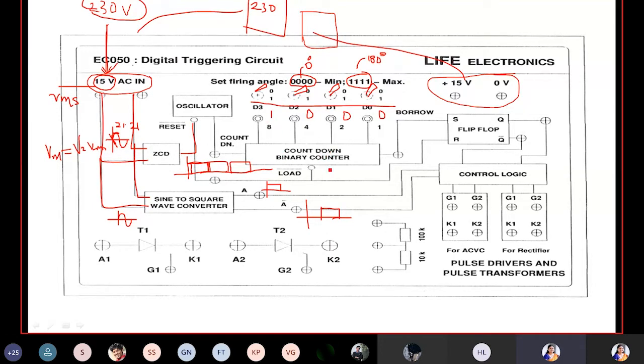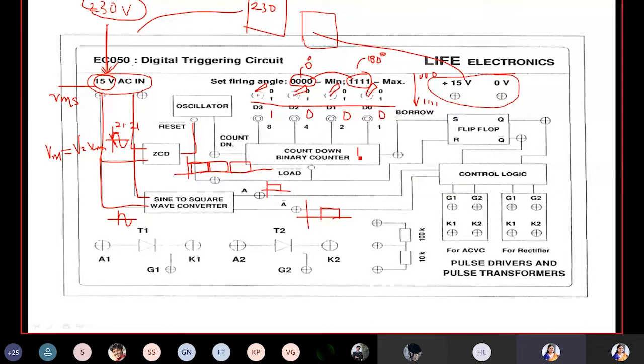Now, here we have a binary counter. It is a 16-bit counter, and that's the reason why we have 0000 to 1111. If you count, you will have 16 numbers: 0000, 0001, 0010, 0011, like that, till the 16th count. You will get 16 numbers from 0000 to 1111.